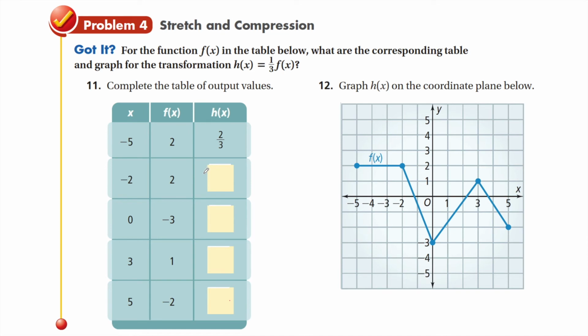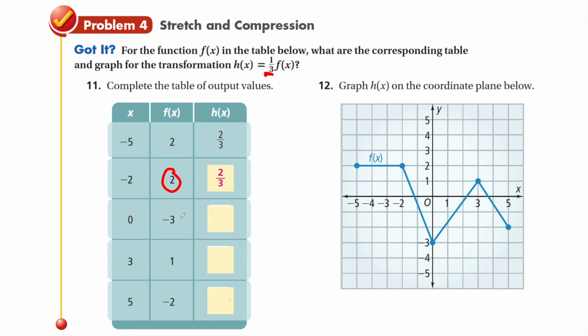Problem number 4, stretch and compression. For the function f of x in the table below, there is a corresponding table and graph for the transformation h of x, which is 1/3 of f of x. So how do we solve for h of x? Well, if we know h of x is 1/3 of f of x, and we know f of x equals 2, then we know that h of x becomes 1/3 of 2, which is 2/3.